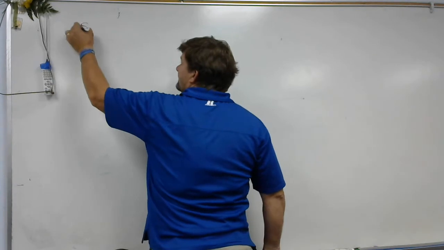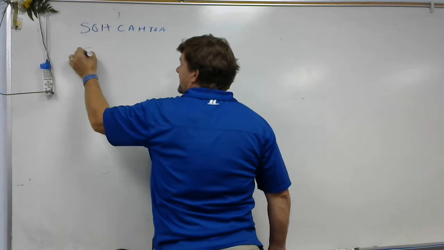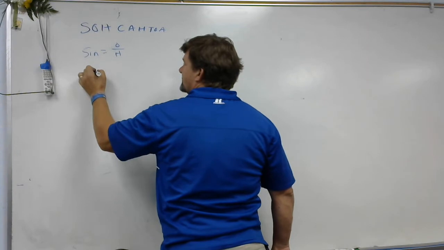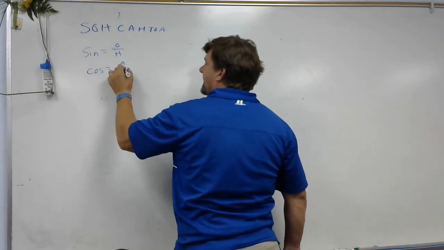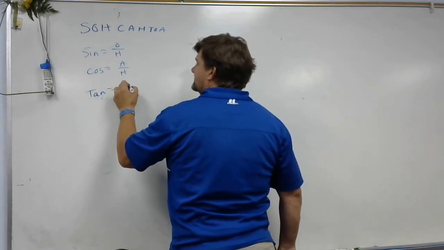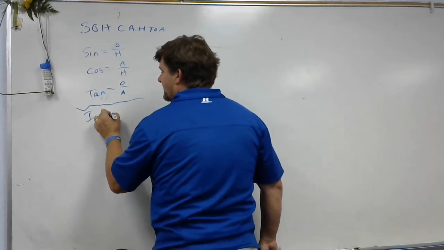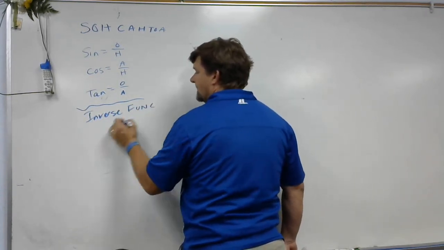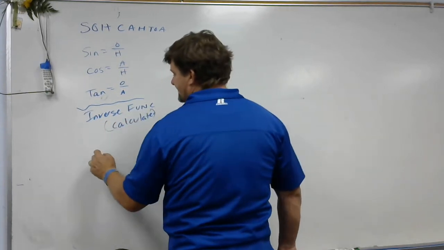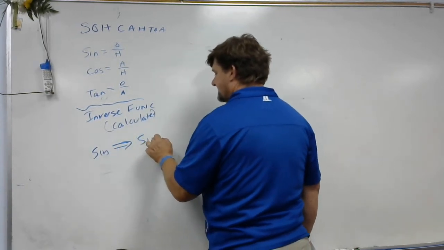Okay, so we have SOHCAHTOA. Let's write this out a little differently. Sine is always opposite over hypotenuse. Cosine is always adjacent over hypotenuse. And then tangent is always opposite over adjacent. And then we have the inverse functions, and these are in the calculator, so we got to use the calculator for these. The inverse of sine is sine to the negative 1.